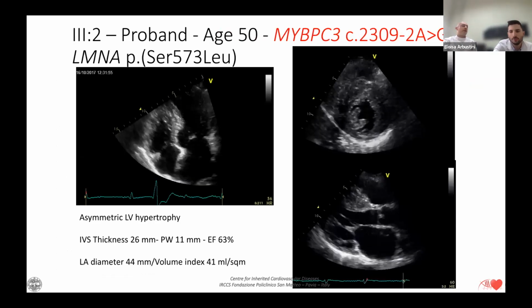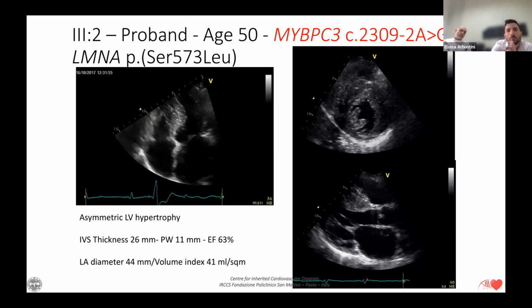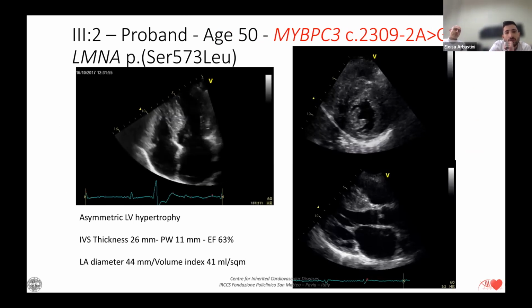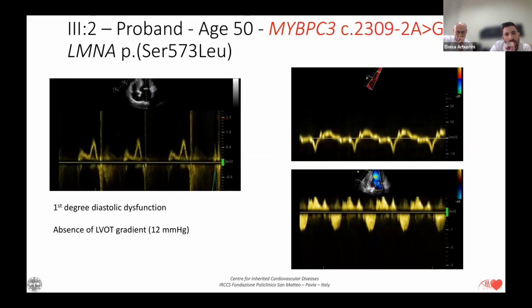From the echocardiographic point of view, we can observe a preserved ejection fraction from the apical four-chamber view and a severe atrial dilation with asymmetric left ventricular hypertrophy, with a maximum wall thickness of 26 millimeters at the interventricular anterior septum and the anterior wall, with a posterior wall of 11 millimeters. There is first degree diastolic dysfunction and absence of LVOT obstruction.